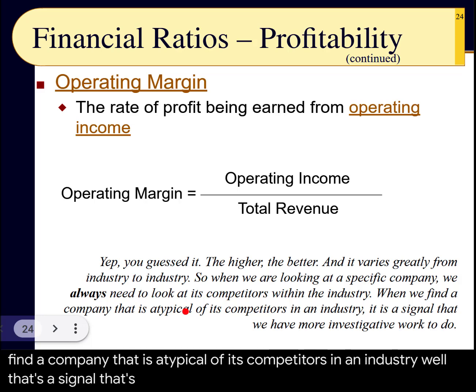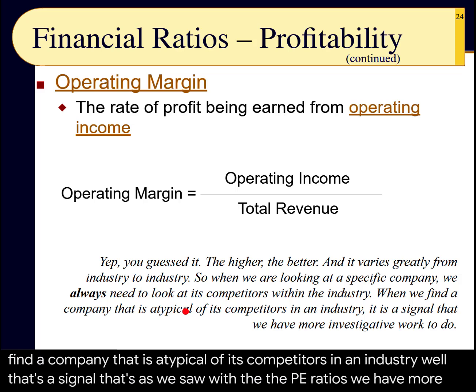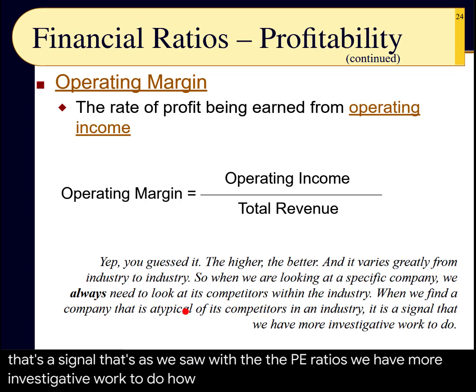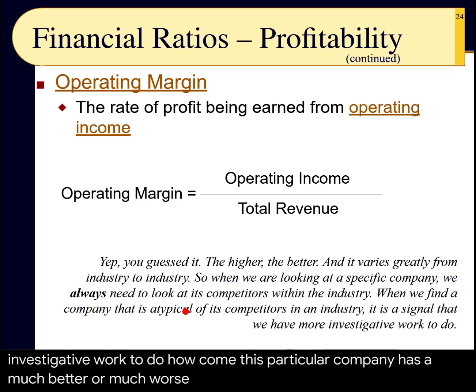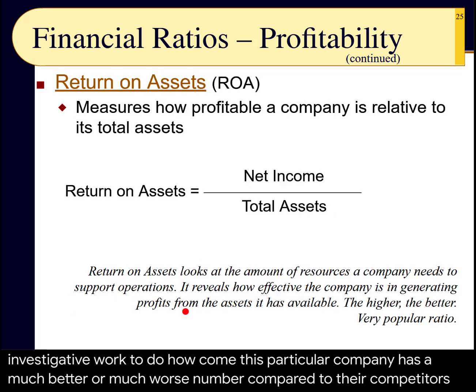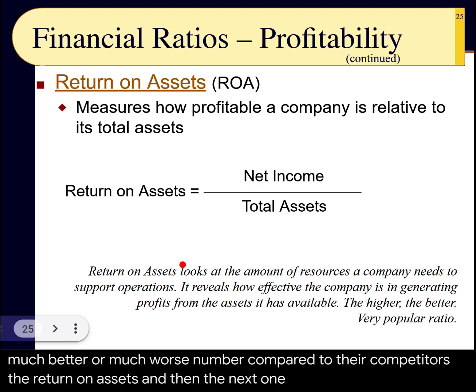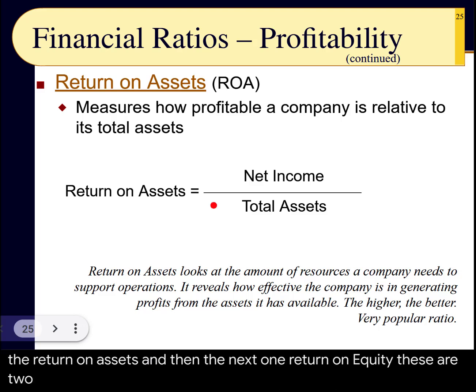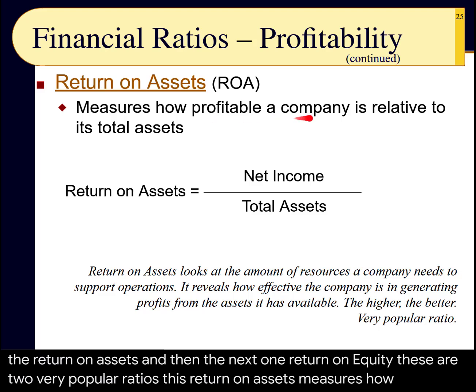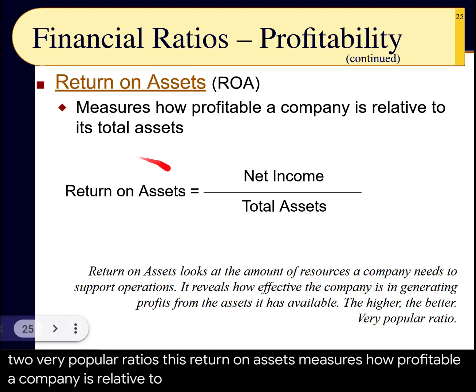That's as we saw with the PE ratios. We have more investigative work to do. How come this particular company has a much better or much worse number compared to their competitors? The return on assets, and then the next one, return on equity. These are two very popular ratios. This return on assets measures how profitable a company is relative to its total assets.